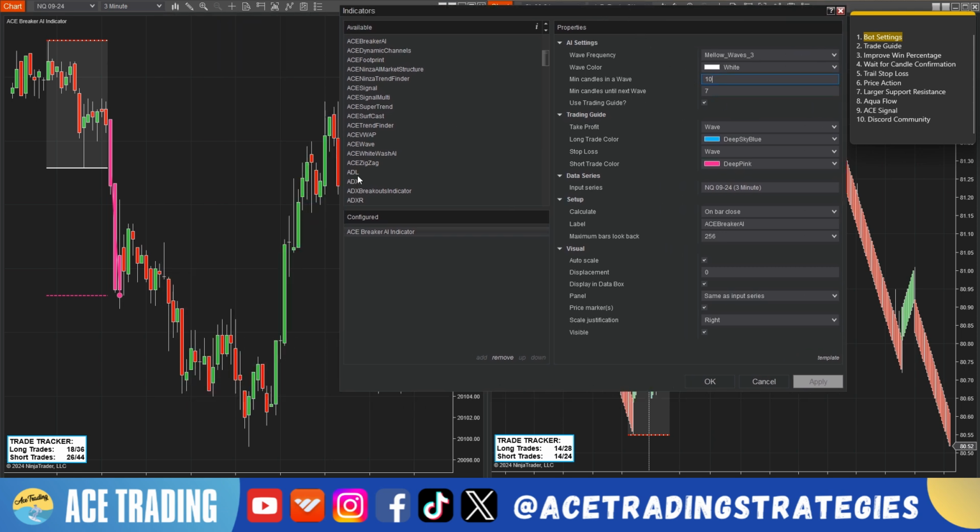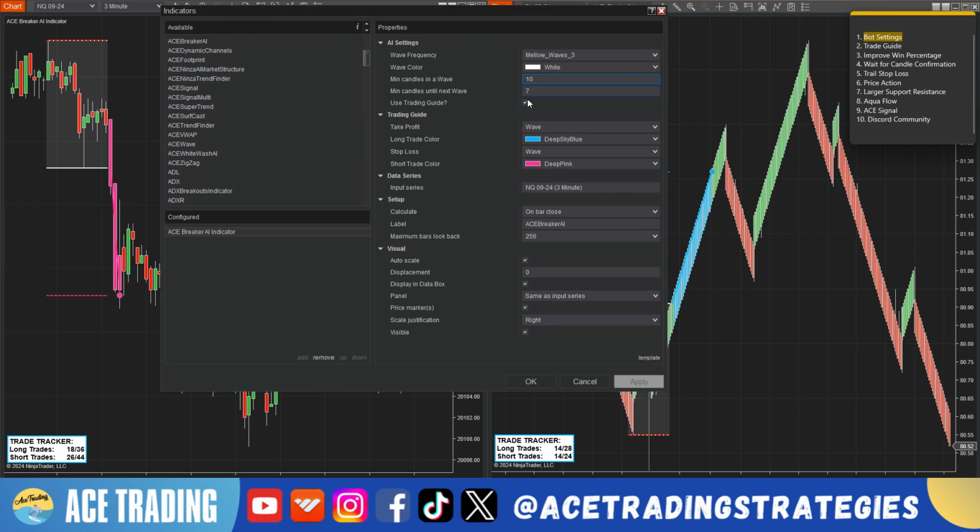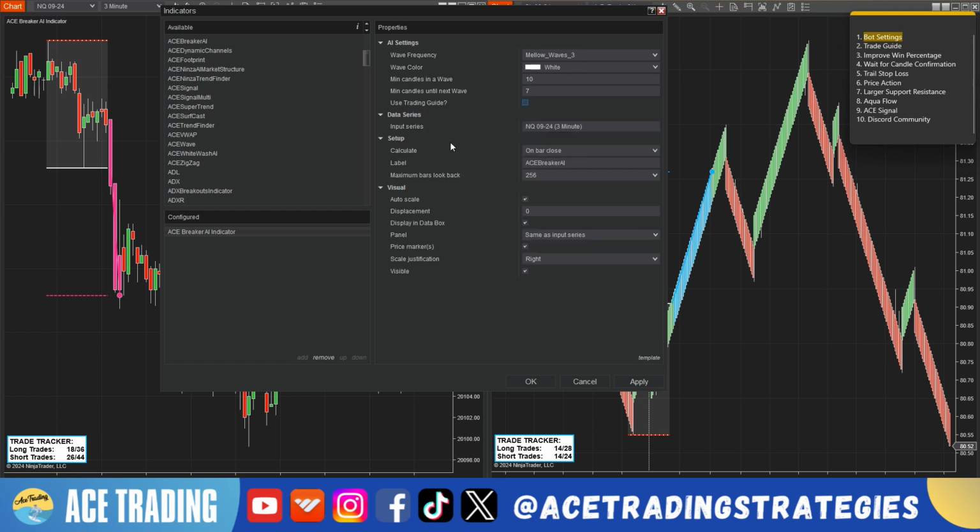Next is the minimum number of candles until the next wave. I put 7 here. 7's my go-to number, because usually in a trade, you'll know what happens after about 7 candles. If I put something like 1 here, another wave could form, and another wave could form, and so forth. So you want to make sure there's a bit of distance between them. You can also turn off use trading guide, so you don't have to use a trading guide. I can just show you the waves and you can trade them.